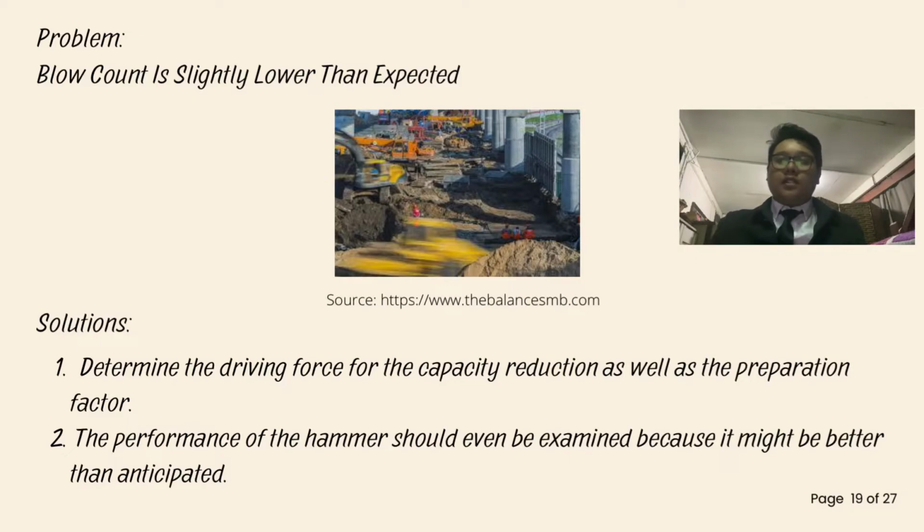Problem number 2. Blow count is slightly lower than expected. The solutions are: firstly, determine the driving force for the capacity reduction as well as the preparation factor. Secondly, the performance of the hammer should also be examined because it might be better than anticipated.